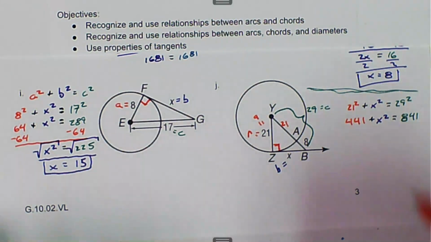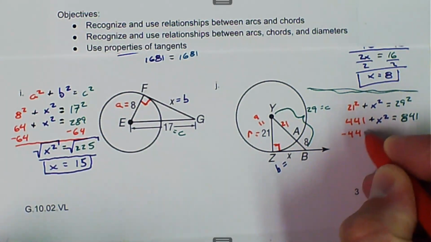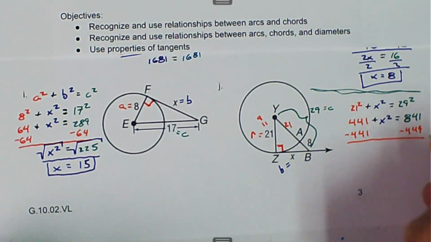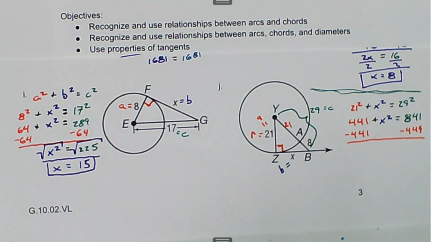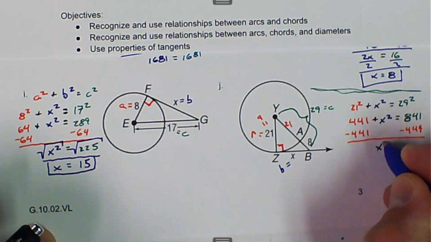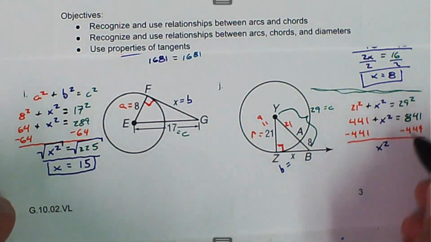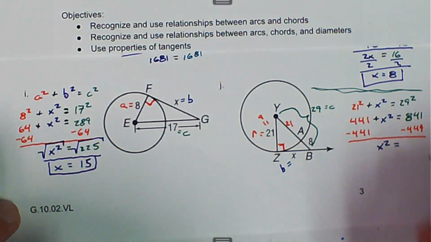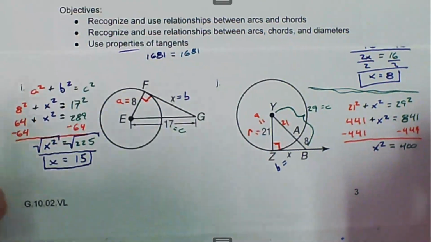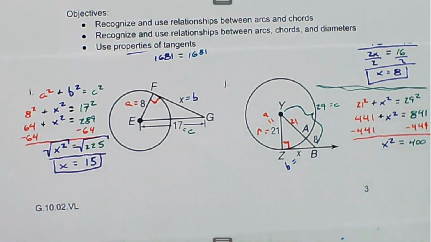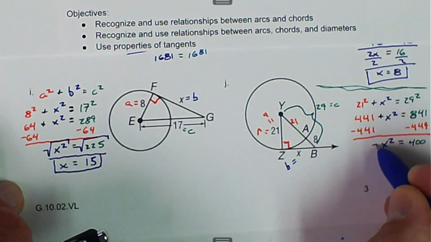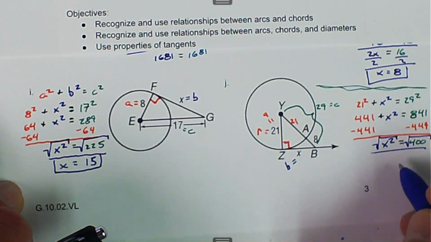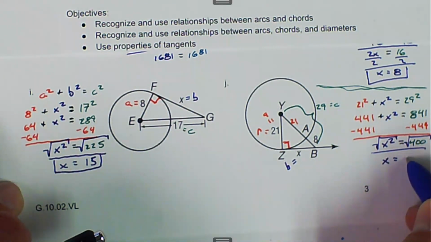So we can subtract 441 from both sides of the equal sign, and we're left with x squared is equal to 400. Then we can take the square root of both sides, and we get x is equal to 20.